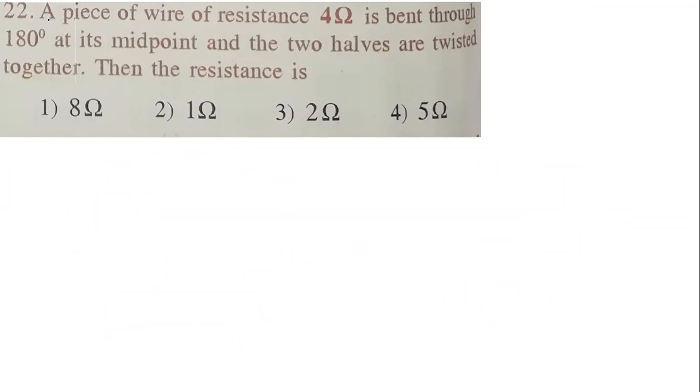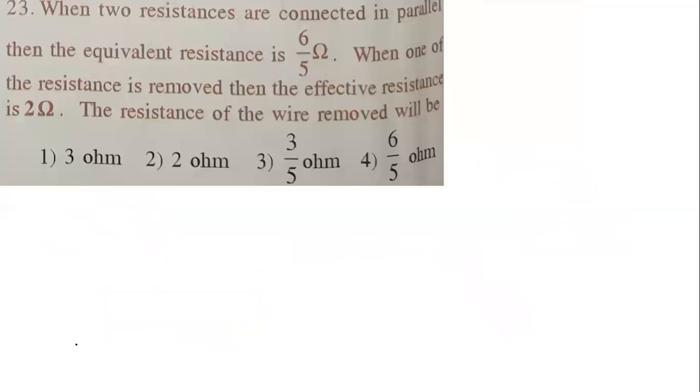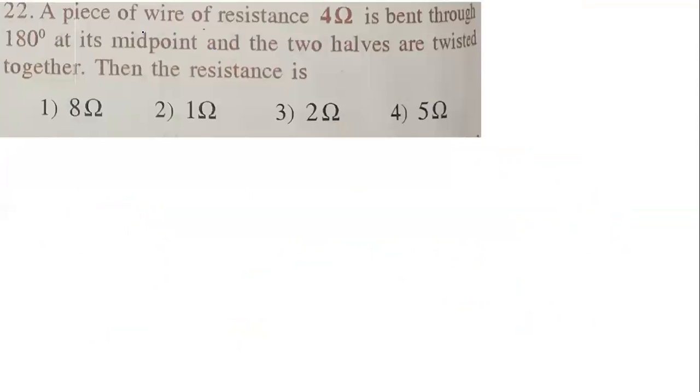Now, a piece of wire of resistance 4 ohm is bent through 180 degree at its midpoint, and the two halves are twisted together. Twisted means they're going to make a bundle. Now what combination is it? It is a parallel combination.